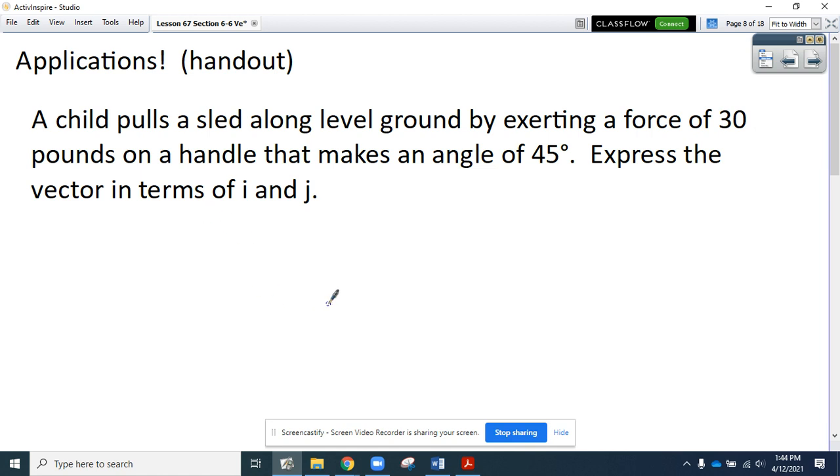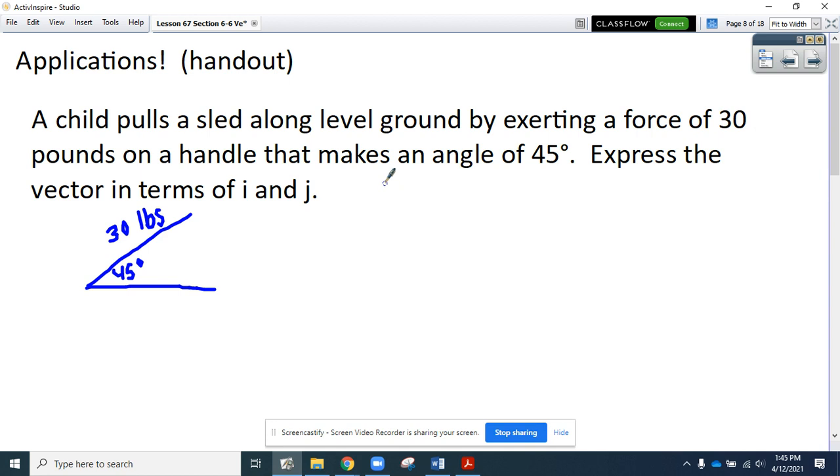So here really we're just trying to take the information and create a vector. I think it's super important to always make a picture. So pulling a sled on level ground, so there's our level ground. The handle makes a 45-degree angle. So here's my 45-degree angle. And the force is 30 pounds. So remember when we talk about the force on a vector, that is the magnitude. So in our drawing, we look at that as the length of the vector.